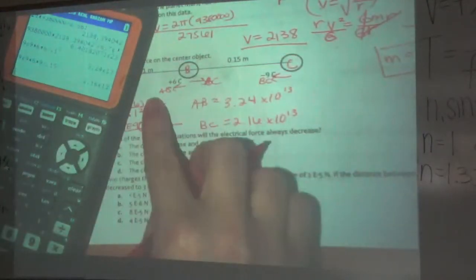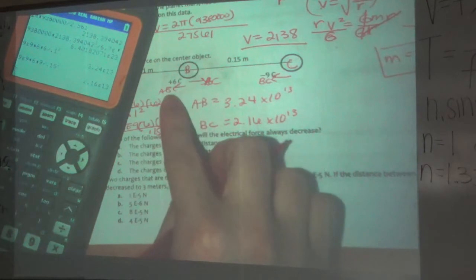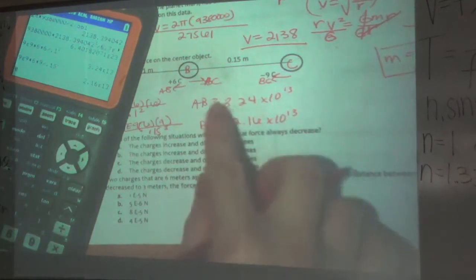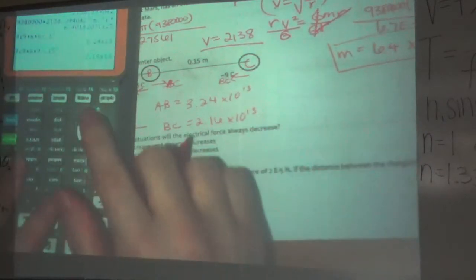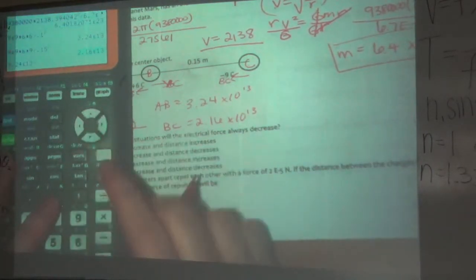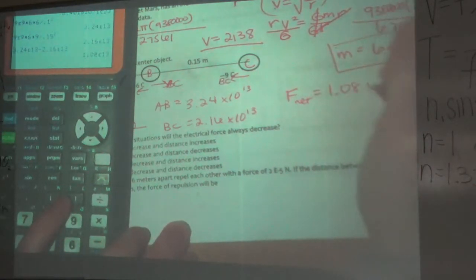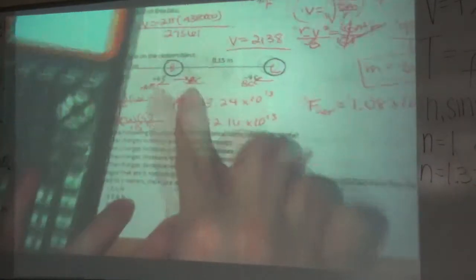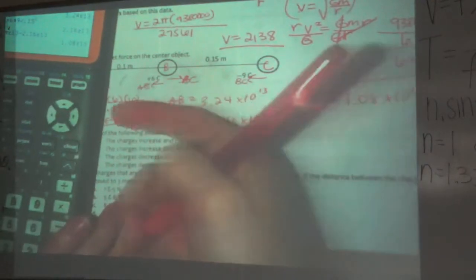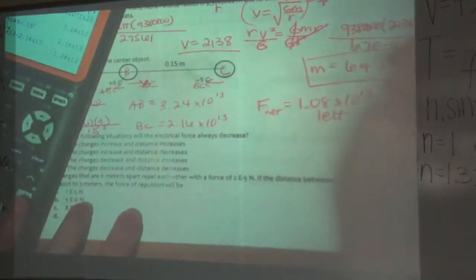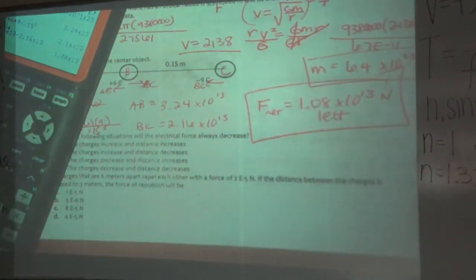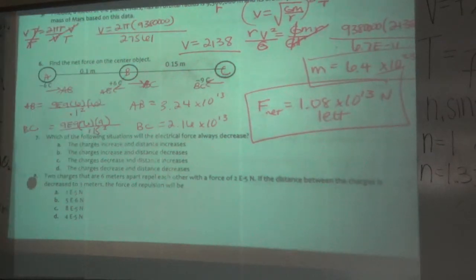That's not my end answer. I want the net force. We know that they're going opposite directions, so I'm going to have to subtract the bigger one minus the smaller. AB is the bigger one, so I'm just going to subtract AB minus BC, and that gives me my net force of 1.08 times 10 to the 13th. Because the bigger force was AB, that's to the left, so my net force will be going to the left. So that's my answer.